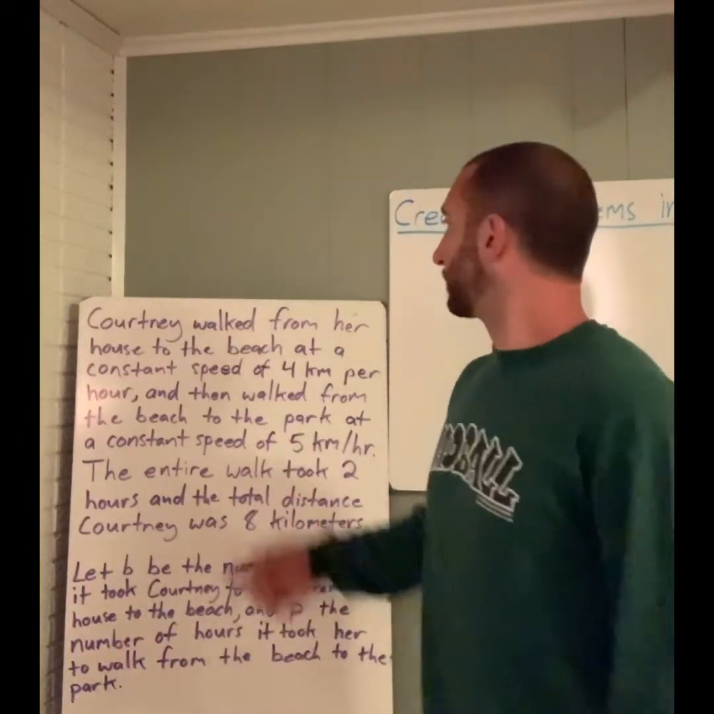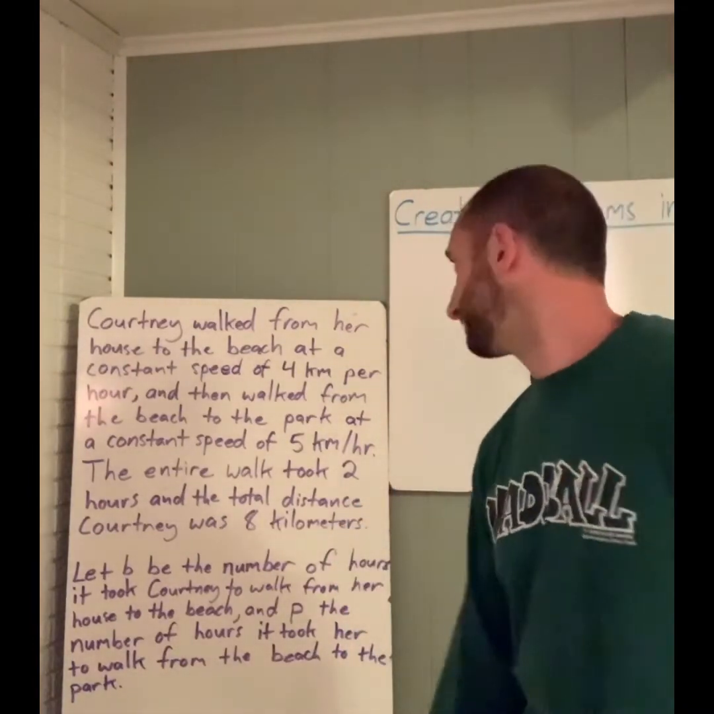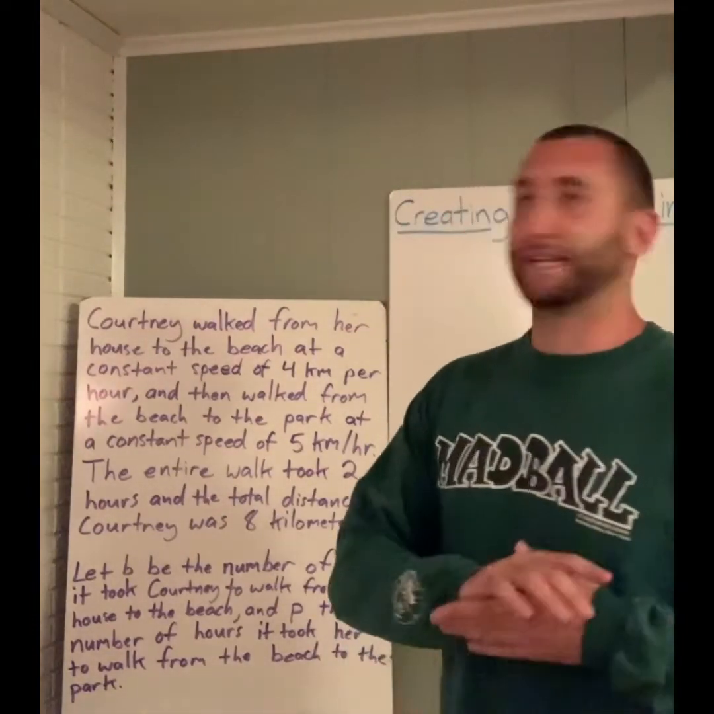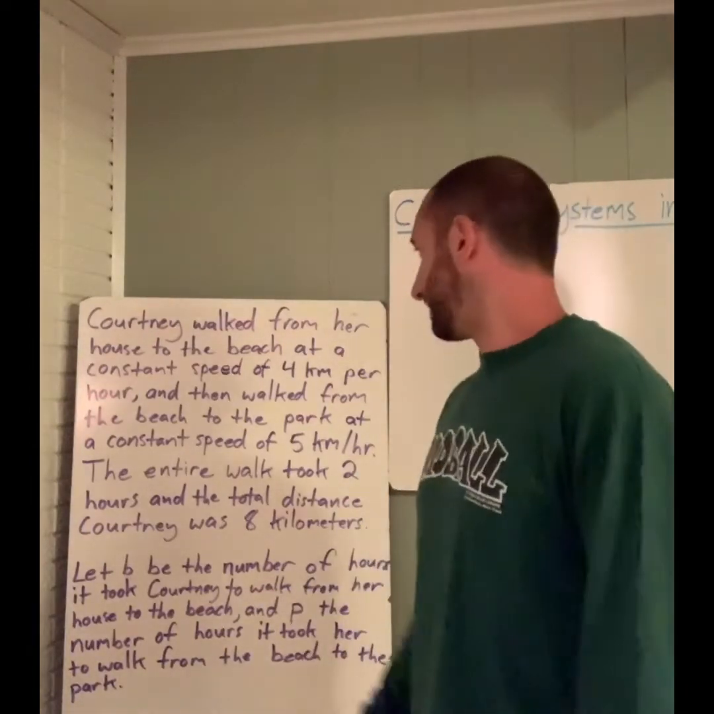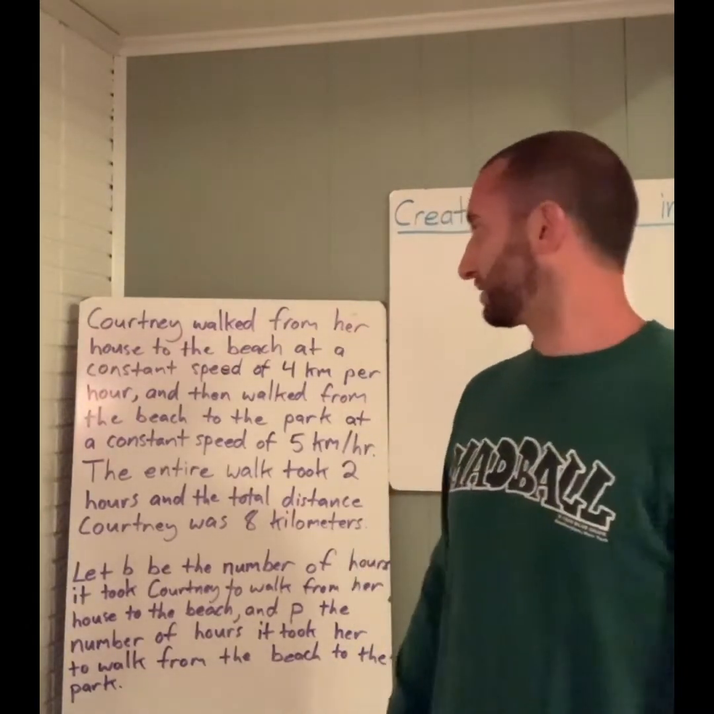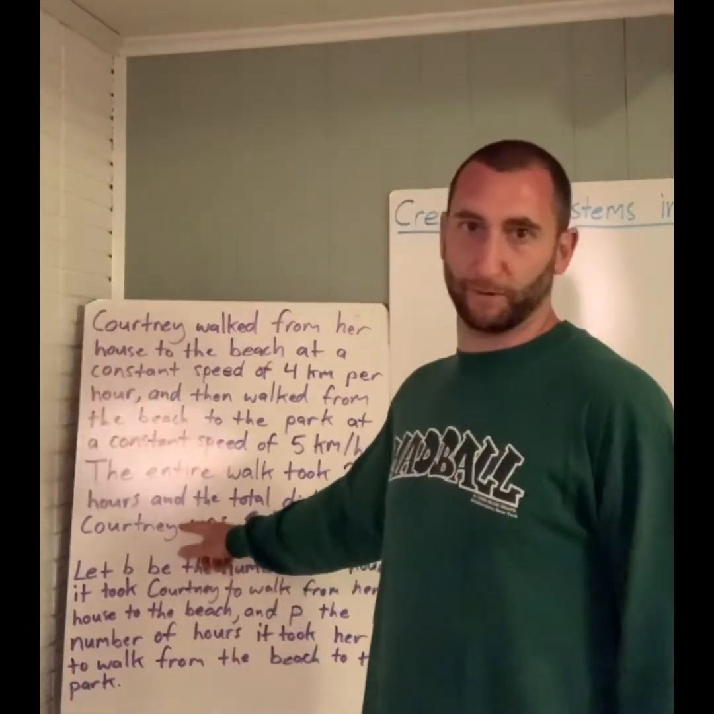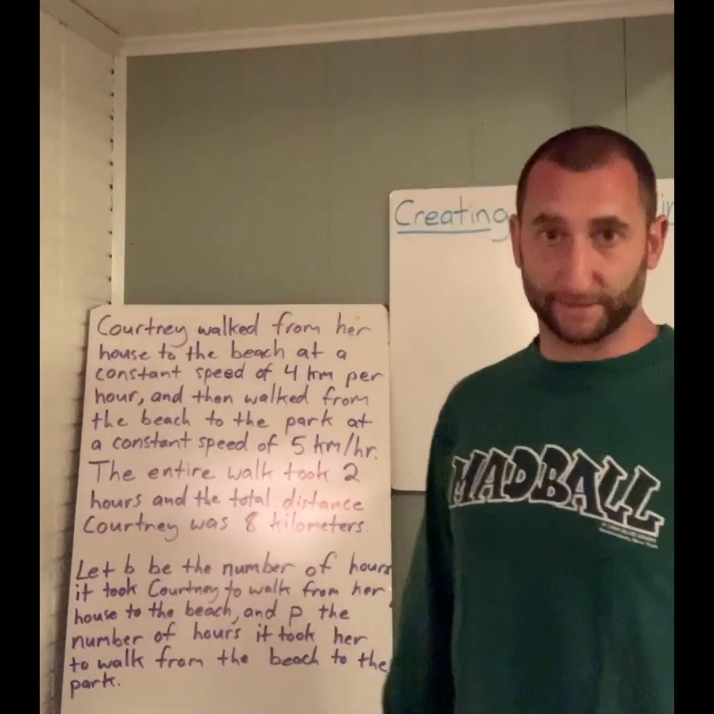So here we go. Courtney walked from her house to the beach at a constant speed of 4 kilometers per hour, and then walked from the beach to the park at a constant speed of 5 kilometers per hour. The entire walk took 2 hours, and the total distance Courtney, forgot to write the word walked. The total distance Courtney walked was 8 kilometers.